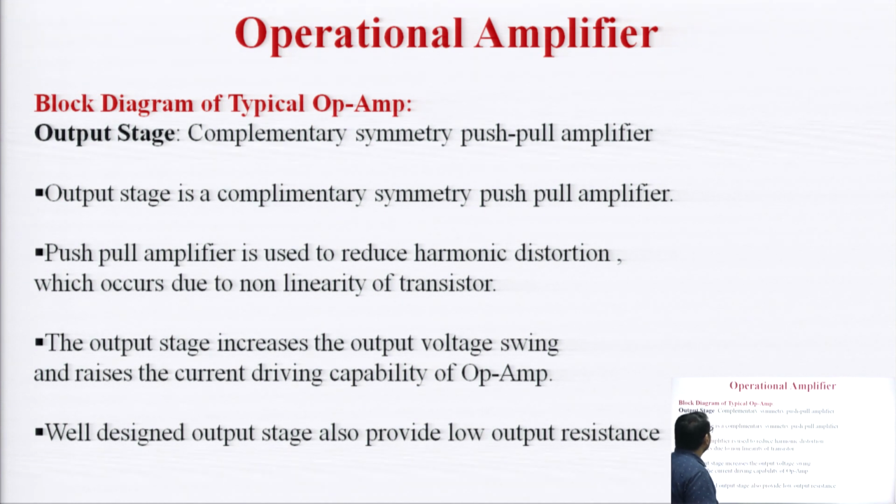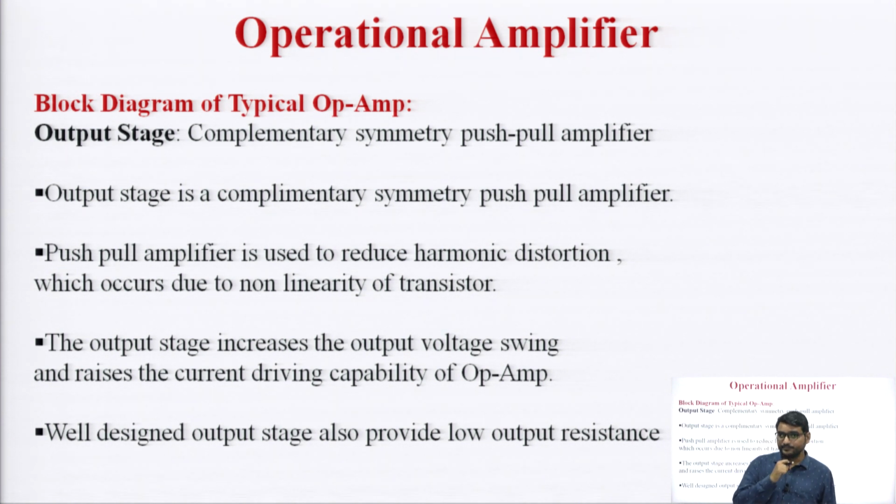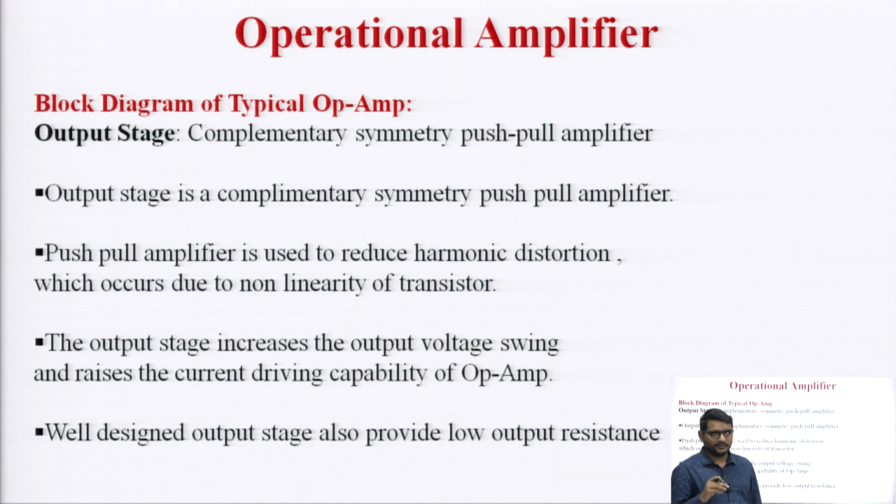Next, the output stage is a complementary symmetry push pull amplifier. Here we use the class AB push pull amplifier as the output stage, and the purpose of the output stage is to stretch the AC signal, that is, to increase the swing of the AC signal. This is the purpose of the power amplifier we use at the output stage. And second, it increases the driving capability of the operational amplifier.